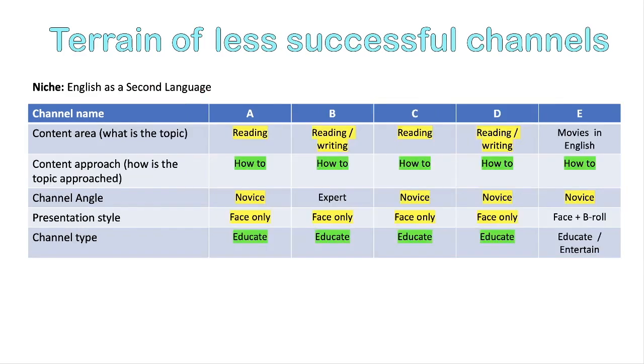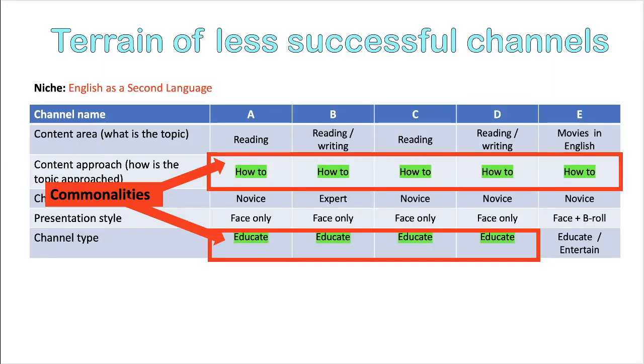The way I can use this to create a channel for myself that's likely to be successful is I can do the same type of analysis on channels which are less successful. What I mean is channels within the niche that are established, but they don't have a lot of subscribers, a lot of views, and maybe they don't even have a lot of videos. I'm looking at what they have in common.